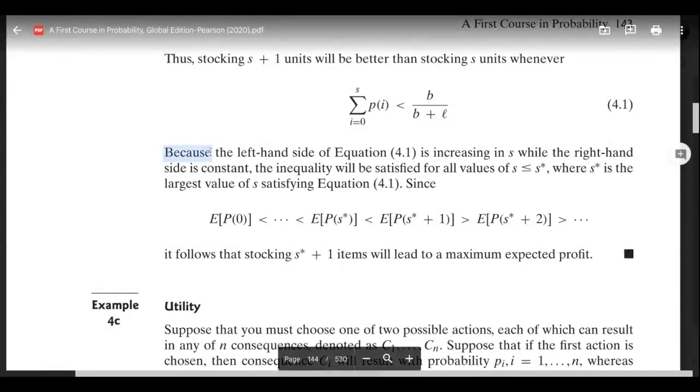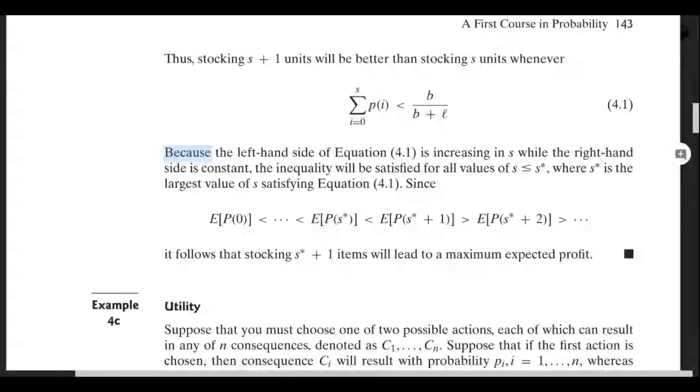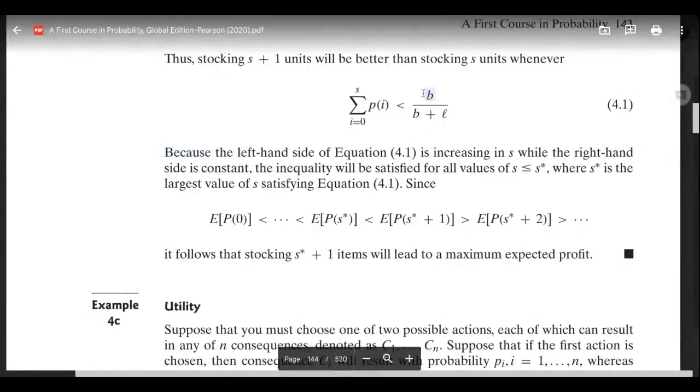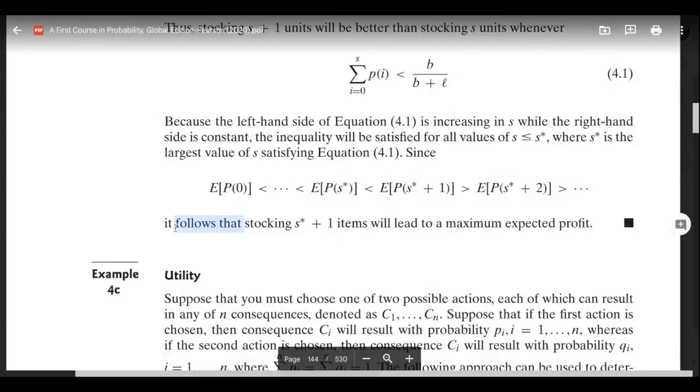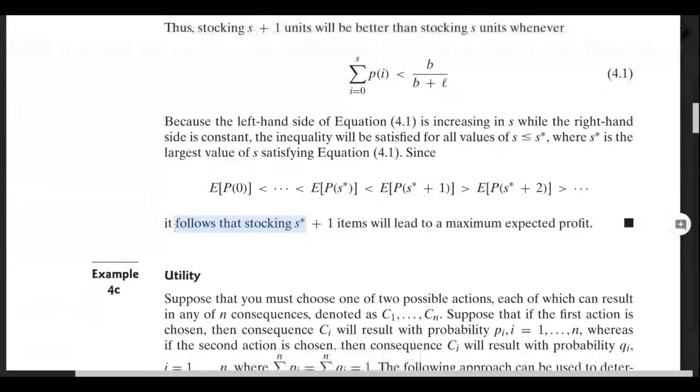All right, let's see this. Because the left-hand side of equation 4.1 is increasing in S, while the right-hand side is constant. Right, this is constant. The inequality will be satisfied for all values of S less than or equal to S star, where S star is the largest value of S satisfying equation 4.1. Okay, interesting. It follows that stacking S star plus 1 atom will lead to maximum expected value.